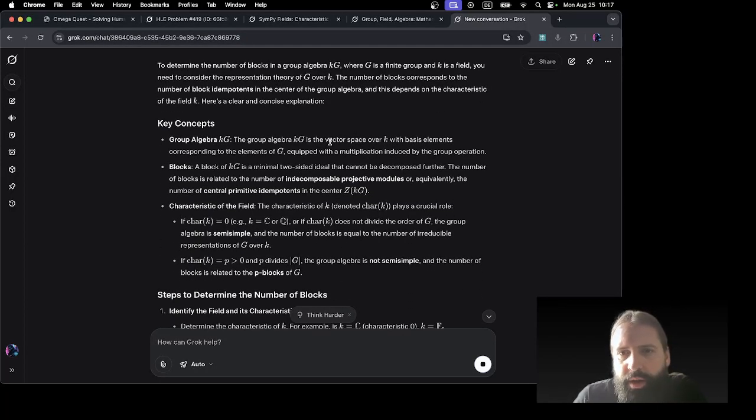It's a vector space over K with basis elements corresponding to the elements of G, equipped with multiplication induced by the group operation. Okay, blocks. A block of KG is a minimal two-sided ideal, a minimal two-sided ideal that cannot be decomposed further. The number of blocks is related to the number of indecomposable projective modules, or equivalently, the number of central primitive idempotents in the center of KG. Okay.